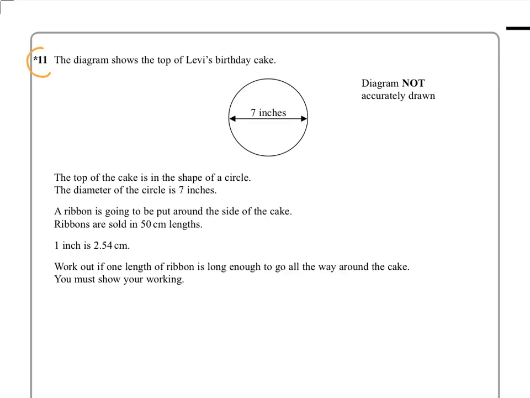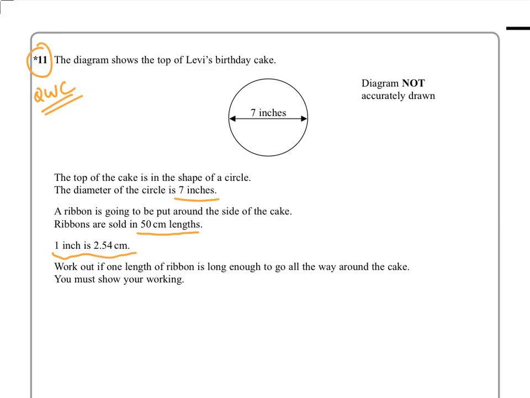So in this question again, we've got quality of written communication, and we've got to work out if one length of ribbon is long enough to go all the way around the cake, you must show your working. Well, the top of the cake is in the shape of a circle, and we've given its diameter of 7 inches. And it says a ribbon is going to be put around the side of the cake. Ribbons are sold in 50 centimetre lengths. And it gives you a conversion here that 1 inch is 2.54 centimetres.